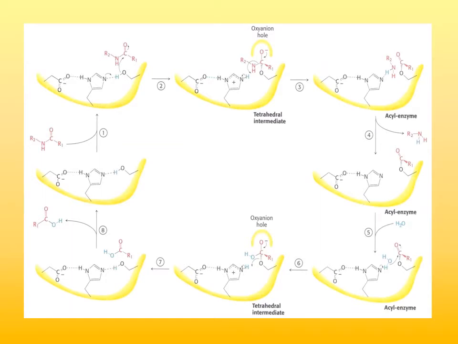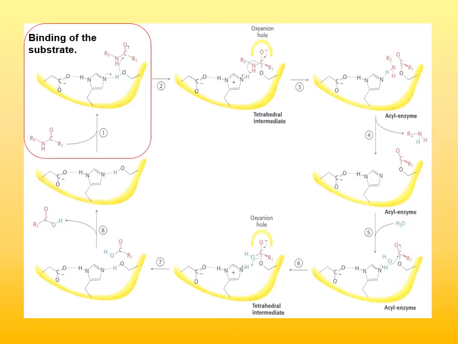The mechanism of catalysis is rather complex, and it involves 8 steps. So in the first step, the substrate, in this case a peptide, binds to the enzyme. It involves recognition of the side chain of the substrate, that means the amino acid residue of the substrate, with the specificity pocket of the enzyme. So in this case, it has to be a non-polar side chain to interact with the specificity pocket of the enzyme.